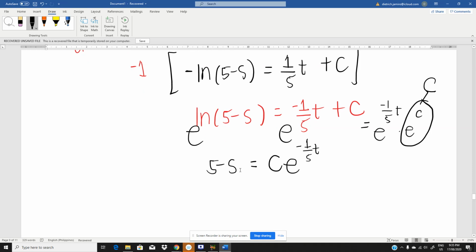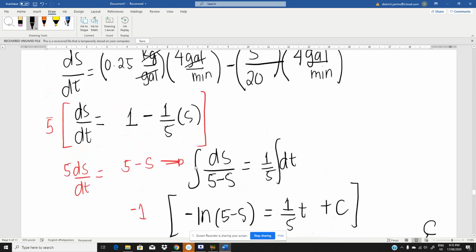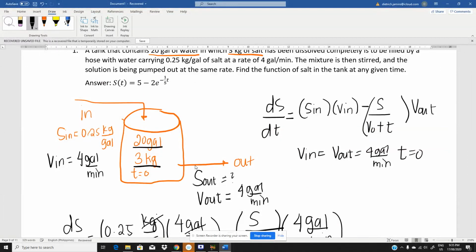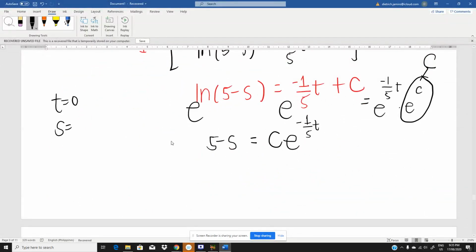And then substituting our initial condition, we have at time 0, our S is equivalent to 3 kilograms. So substituting S is equal to 3, we will have 5 minus our S, which is 3, is equal to C multiplied by exponential of negative 1 over 5 times t, which is t equivalent to 0. So we will have 0, then this will become 1. So as you can see, the value of c is 2.